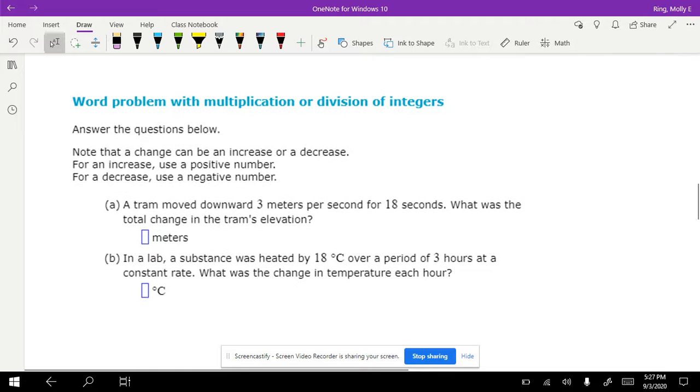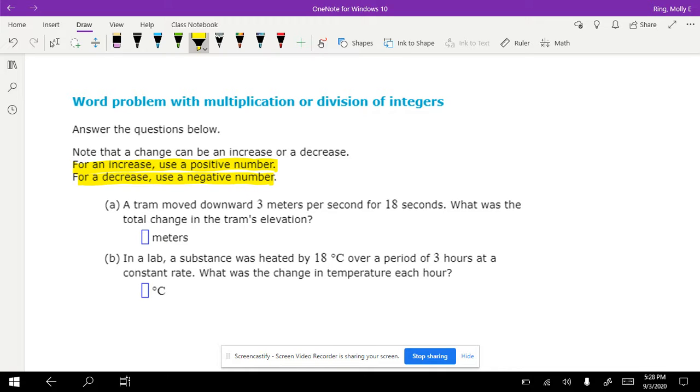You will have a couple of different story problems in your homework tonight. One will talk about the change in their story problems. So if we look at this one, it says, note for the change can be an increase or decrease. For an increase, use a positive number. For a decrease, use a negative number.